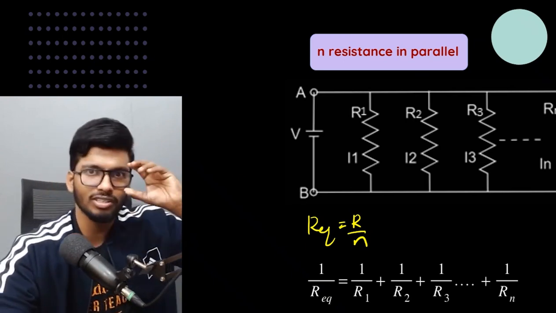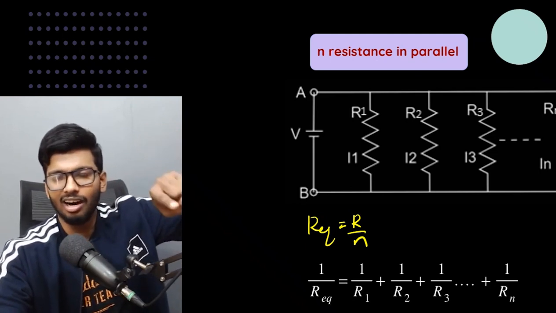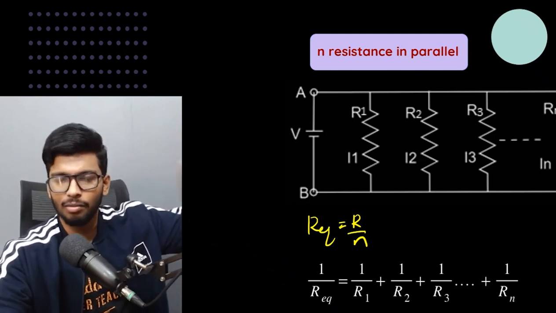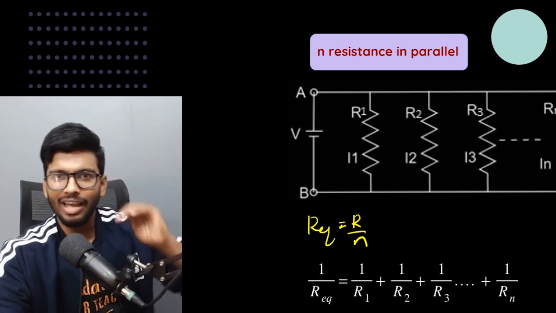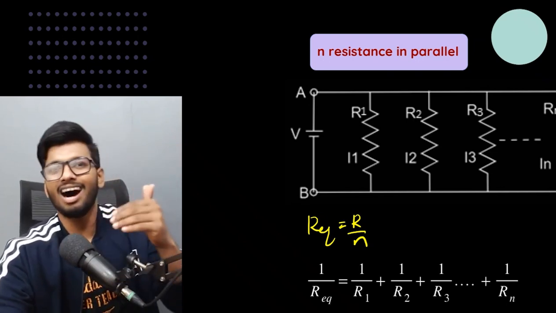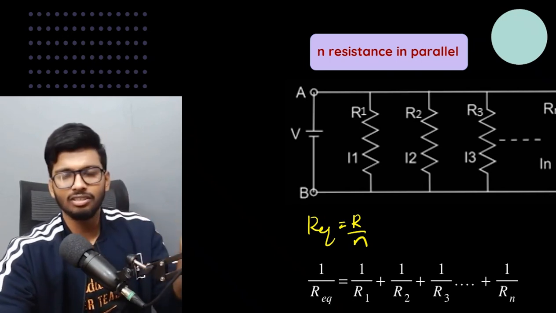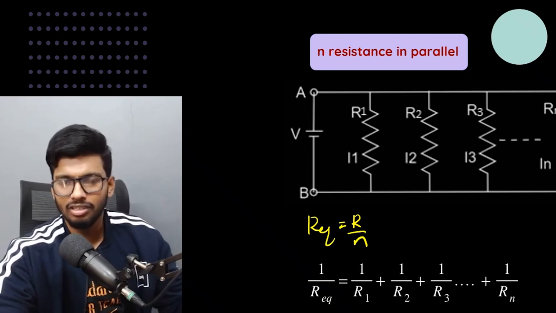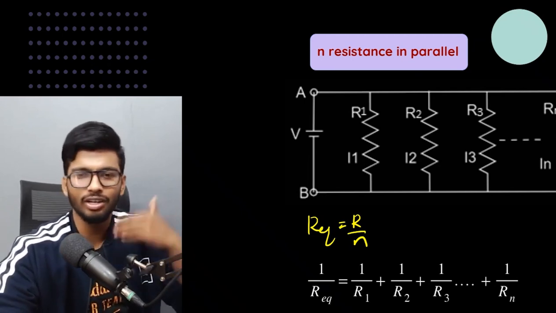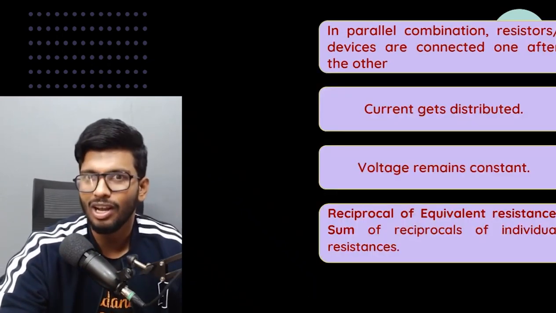If you have n number of resistors in series connection, it's NR, where N is the number of resistors and R is the value of resistance. Here also it's the same thing. N is the number of resistors and R is the value of resistance, how much ever that is, 3 ohms or 5 ohms or whatever. Whether it is 50 resistors connected one after the other, 100, 200, whatever that is, that is N. So this is the value to calculate that.